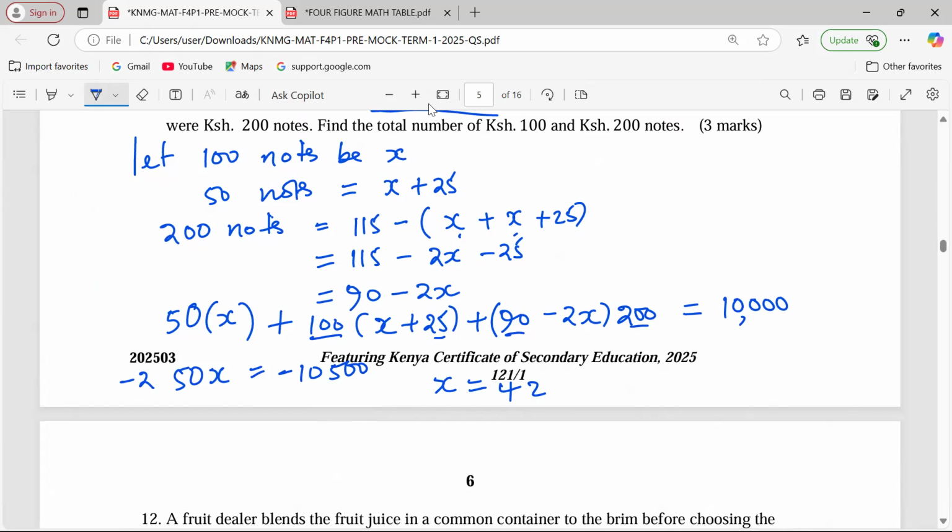So we are having 42 as the value of x, which means now if we are to divide these notes, the 100 notes are going to be x, which is 42. The 200 shilling notes are going to be 90 minus 2 multiplied by 42, which is 174 notes, sorry.